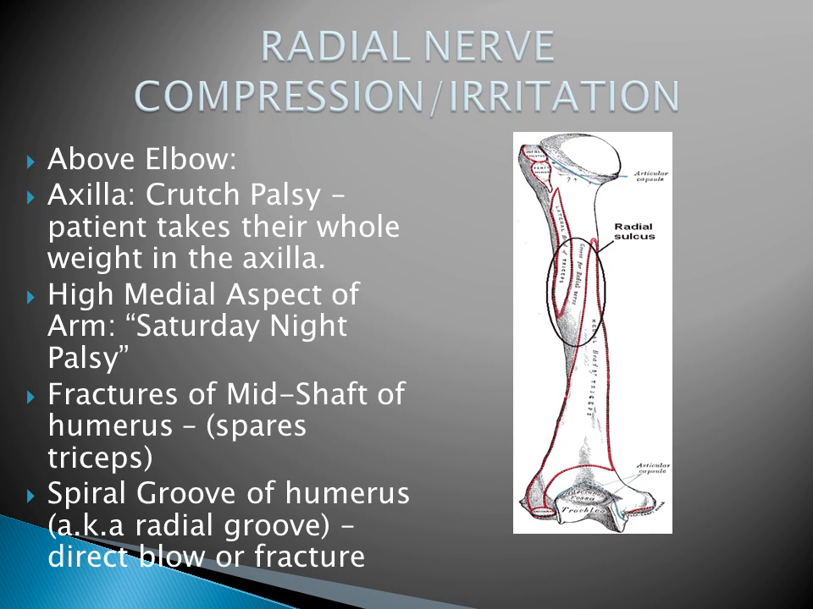The nerve becomes superficial, and there's not much muscular covering over the radial spiral groove. So, with a direct blow or a fracture in the humerus in this area, we could also see irritation or compression of the radial nerve, and it would present similarly to a fracture of the midshaft of the humerus, in that the triceps muscles would be spared, but all other functions of the radial nerve, because of this high location, this high level of injury, all other functions could be affected, including both sensory and motor losses.